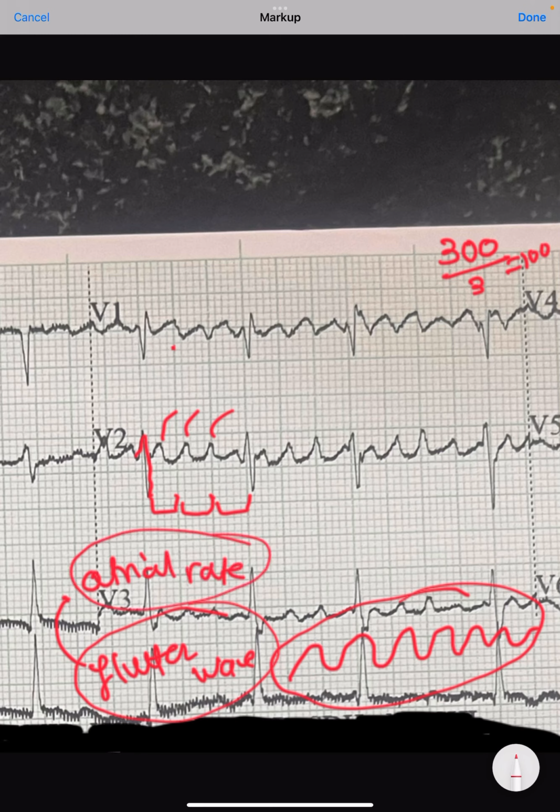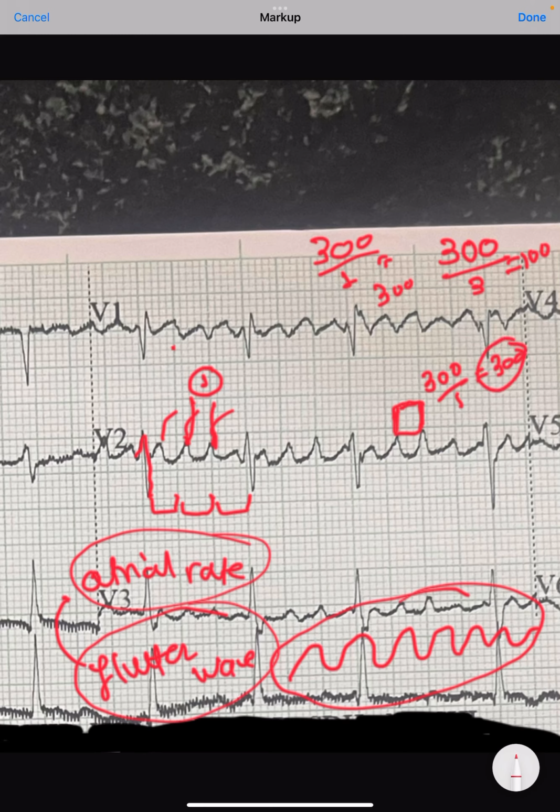So whenever we want to calculate the rate, what we simply do is we divide 300 by the number of large squares. So when you try to divide this, this is around one large box. So the atrial rate is around 300. So these are the flutter waves. In between the two flutter waves, there is around one large box. So if you want to calculate this atrial rate or flutter rate, we divide 300 by 1.